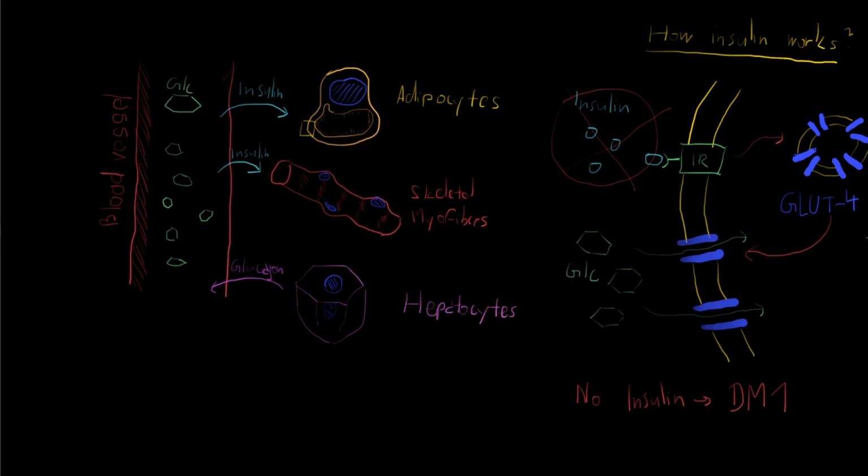Or the second thing that might happen is there will be something wrong with the receptor or one of the parts of that cascade. If there's something wrong with the receptor, it would be called diabetes mellitus type 2.